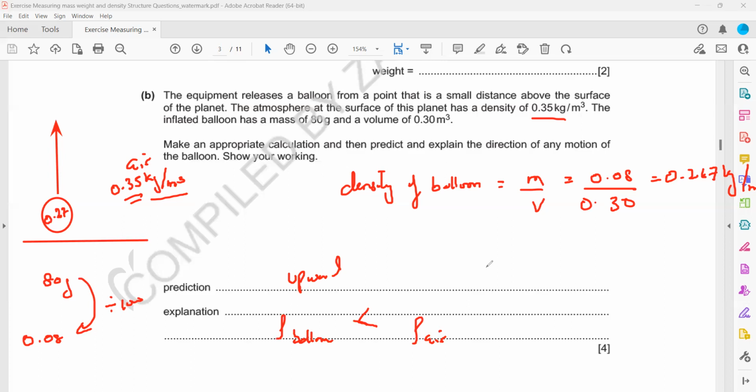How are the marks distributed? 1 mark is for just writing this formula or showing a substitution. So in physics, it's very important that you write the formula you're using to solve. So 1 mark is for writing a formula. 1 mark is for getting this answer. 1 mark is for mentioning it will move upward or float. And 1 mark is for the reason that the density of a balloon is less than the density of atmosphere.